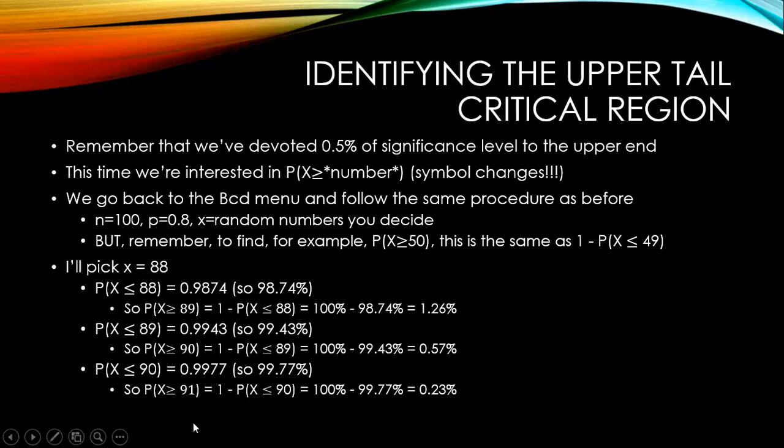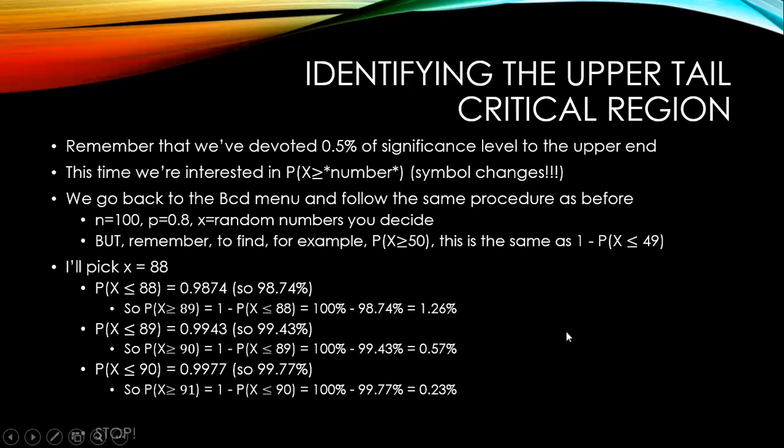So the probability that you get more than or equal to 91 successes is 1 take away the probability that you get less than or equal to 90 successes, which we just worked out on the calculator, which is 100% take away 99.77%, which is 0.23%. Now we're below, so the next consecutive number, 91 successes or more, gives us a probability less than 0.5%.